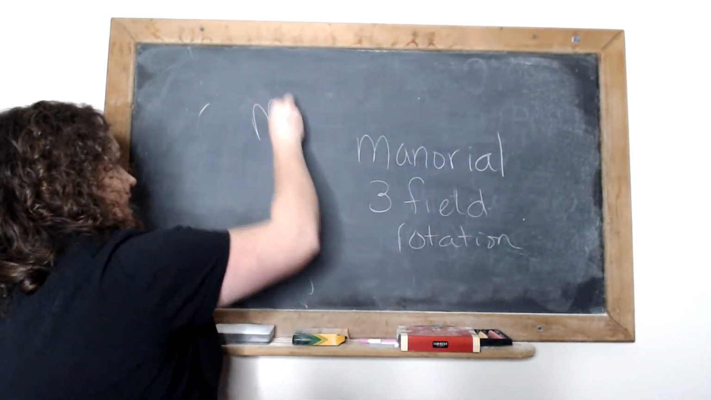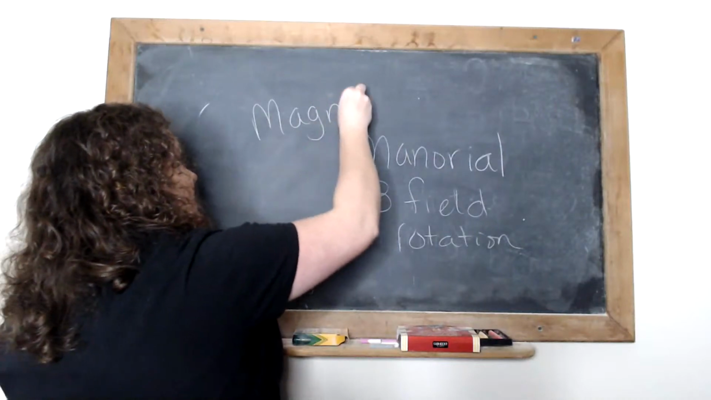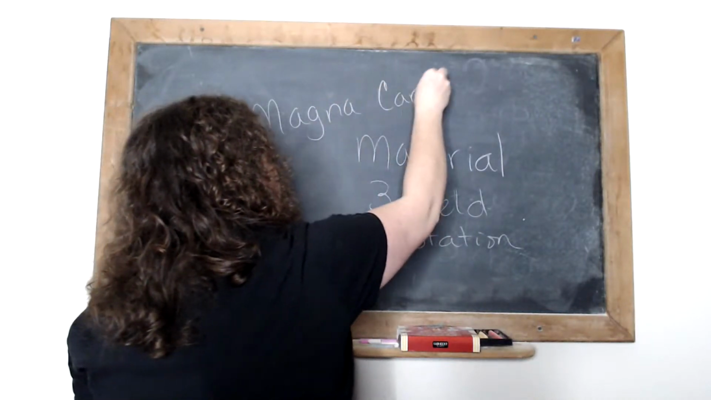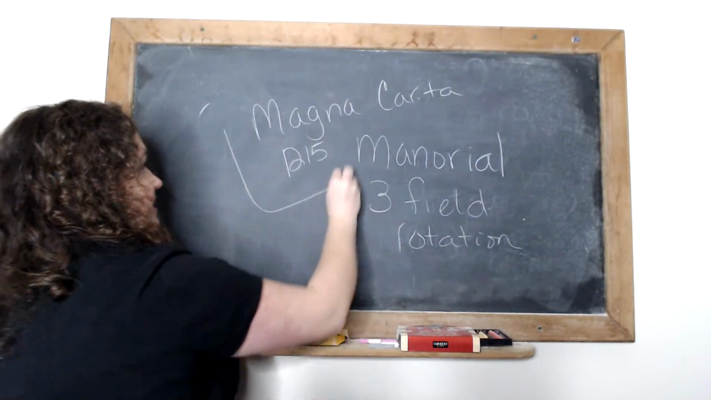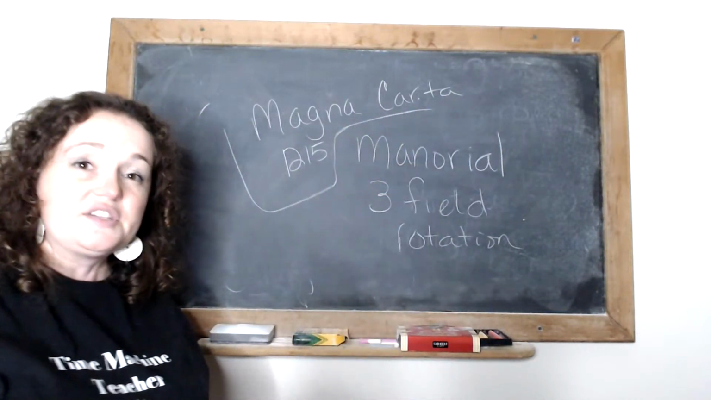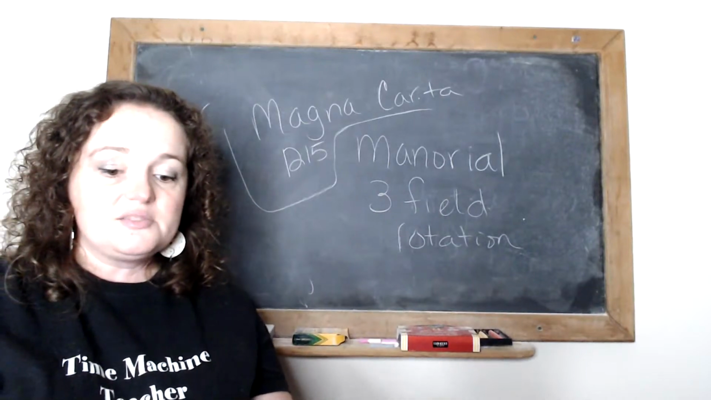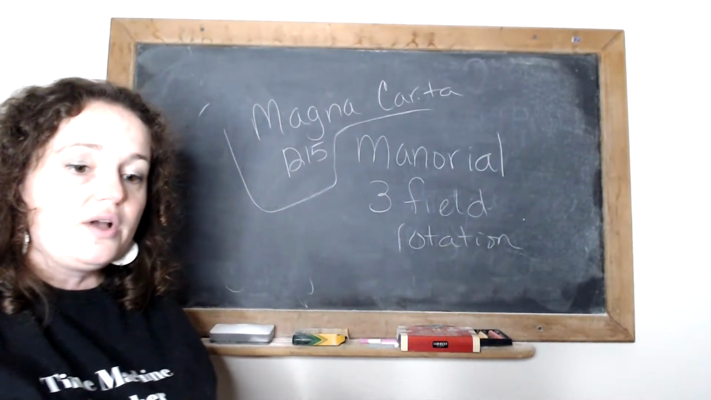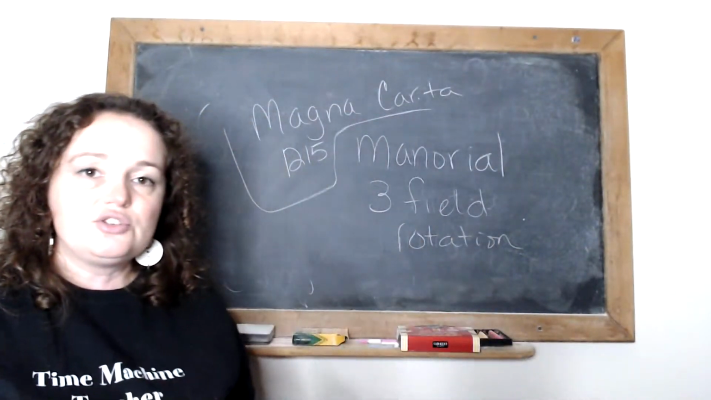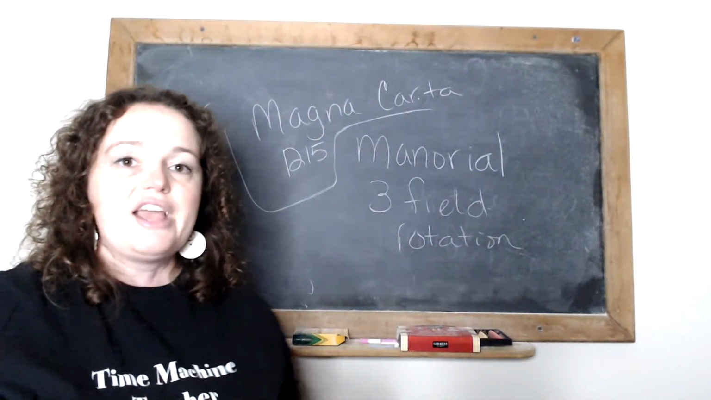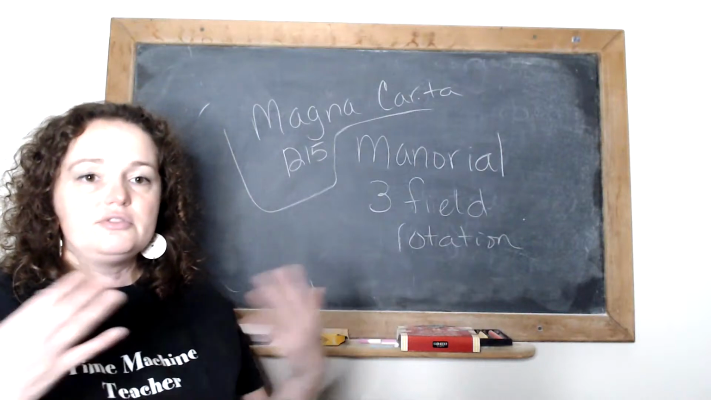Another important thing that happens in Europe is the signing of the Magna Carta. This happens in 1215, and this limits the king's power. It's the first time that the king's power was ever limited. So it's important to remember that, because that's eventually going to lead to the challenging of monarchs.